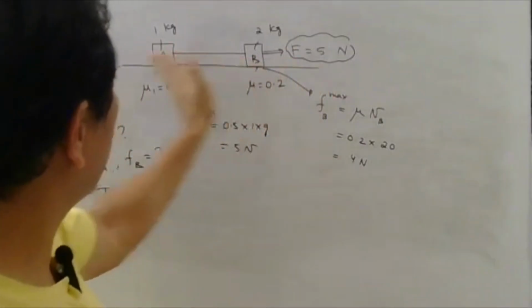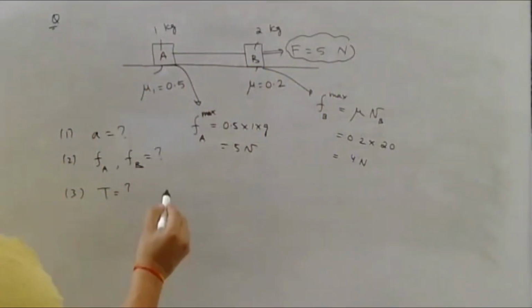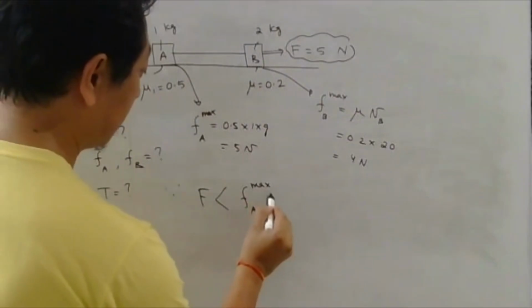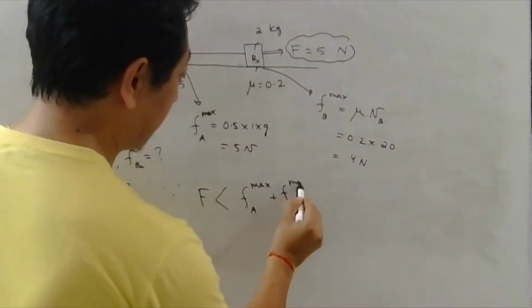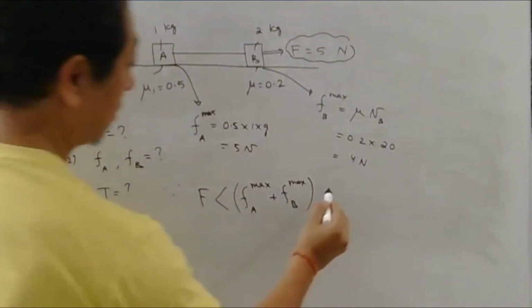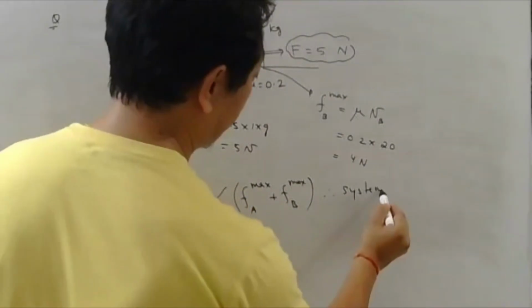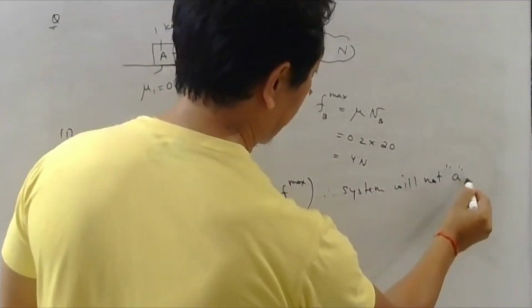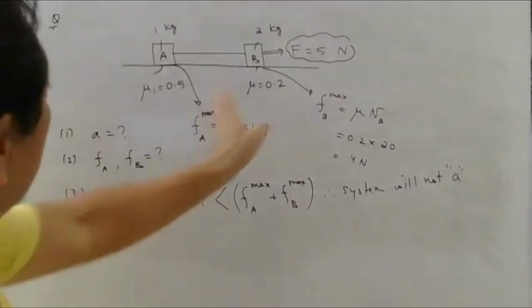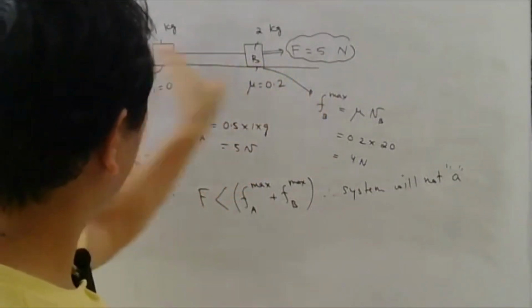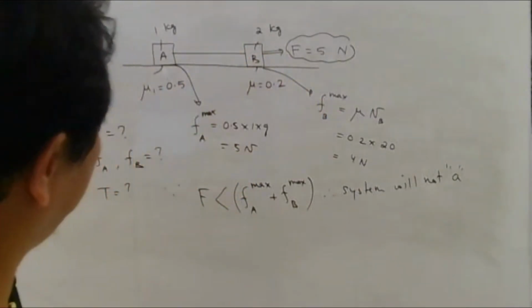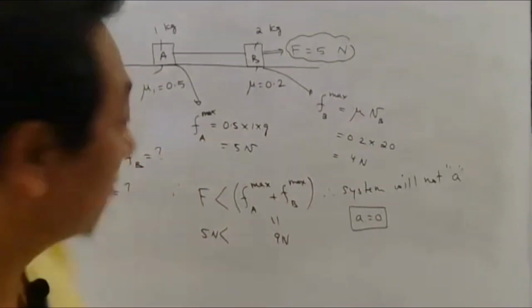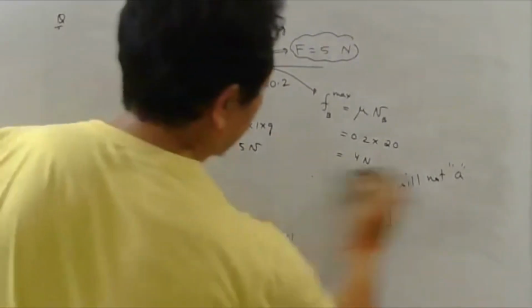So total how much can act in the backward direction? Since your applied force is less than Fa max plus Fb max, therefore the system will not accelerate. The system will not accelerate because your applied force is less than the total backward maximum friction. So acceleration will be 0. Clear this part? So the first answer is 0.